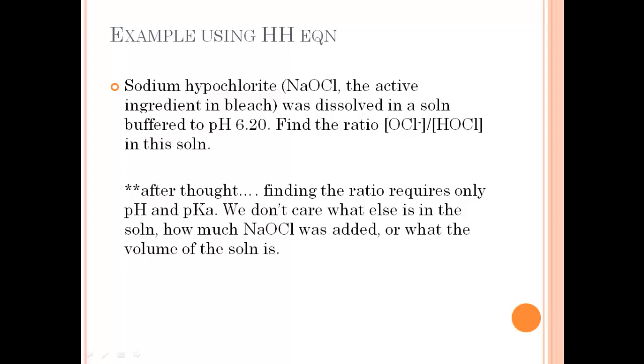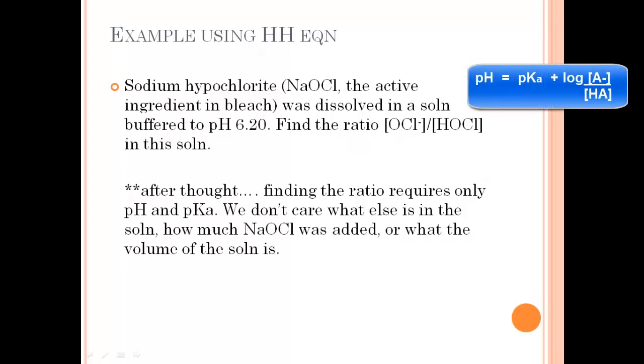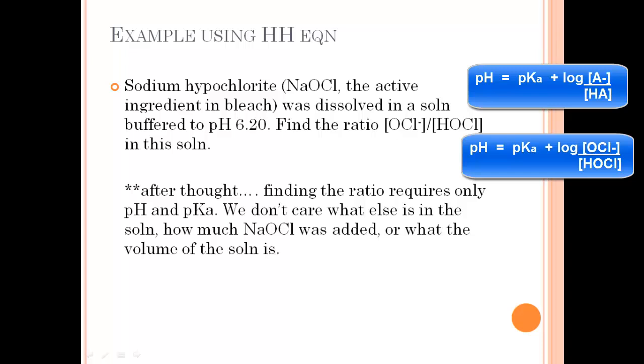The key word in this problem is buffered, so you know more than likely we're going to have to use the HH equation. So go ahead and write that down. pH is equal to pKa plus the log of products over reactants. Now the product is going to be your weak base, the OCl minus, because remember, this is sodium hypochlorite. It's dissolved in a solution, so when it's dissolved, that Na is going to trade places basically with the H from your water. So you're going to start off with HOCl, and that's going to be in equilibrium with your weak base, OCl minus, plus your H plus, which will dissociate.